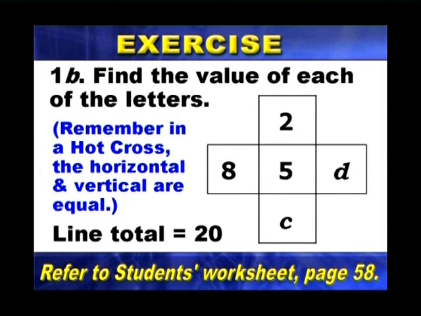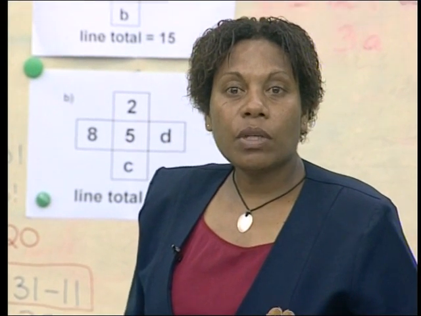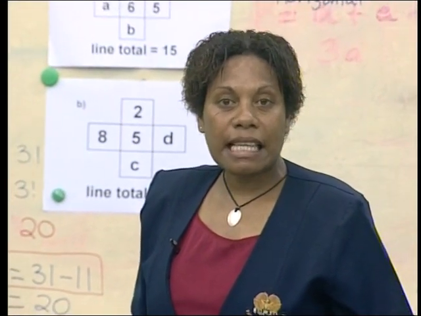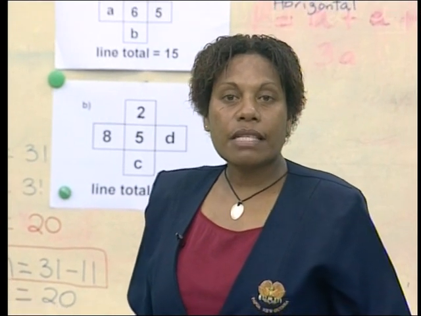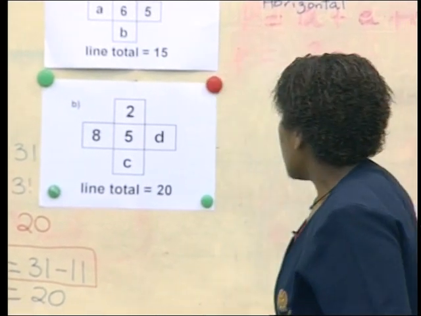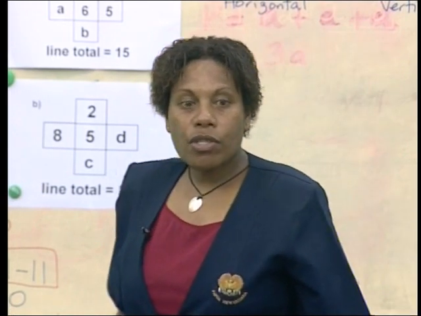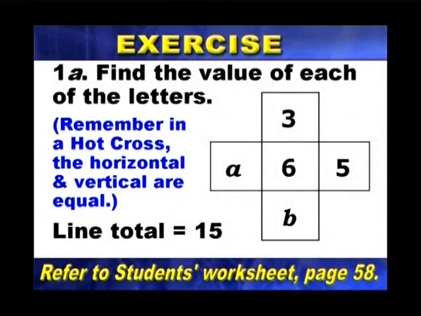Right, receiving students, just go through your exercises with your teachers, the rest of the other exercises. If you haven't completed them, you can complete the other exercises with your receiving teachers. All right, number 1A, the horizontal line. You have to find the value of pronumeral A in the horizontal line, and the value of pronumeral B in the vertical line.